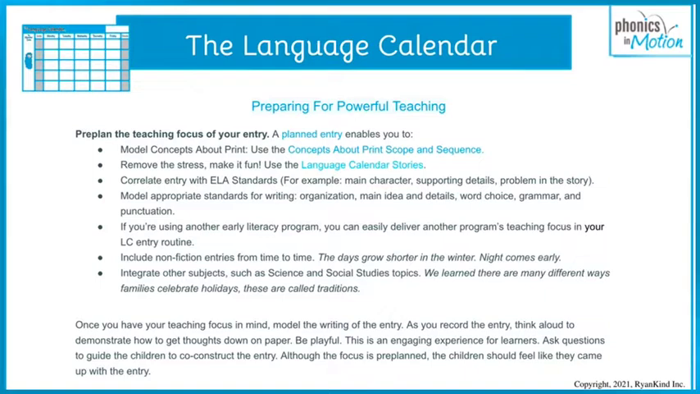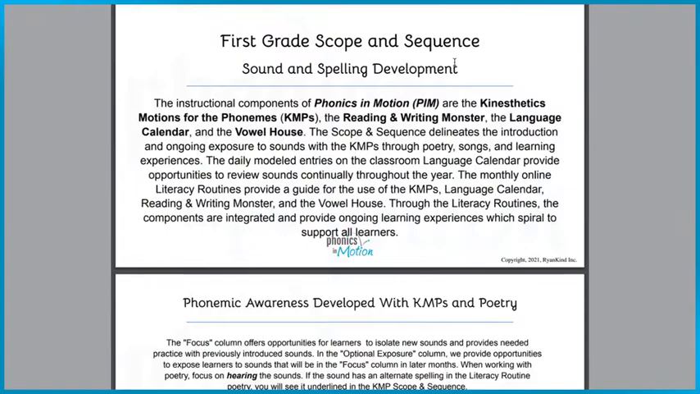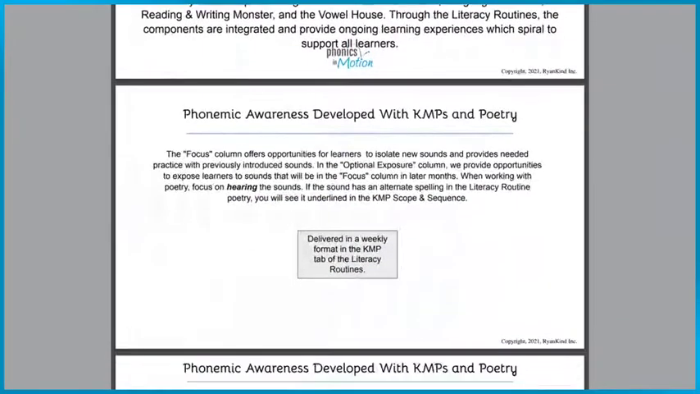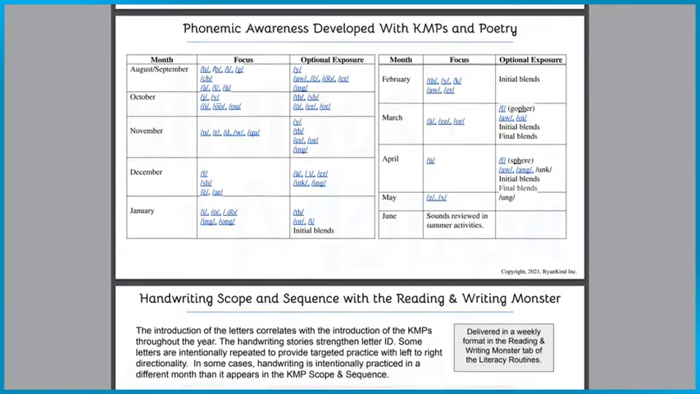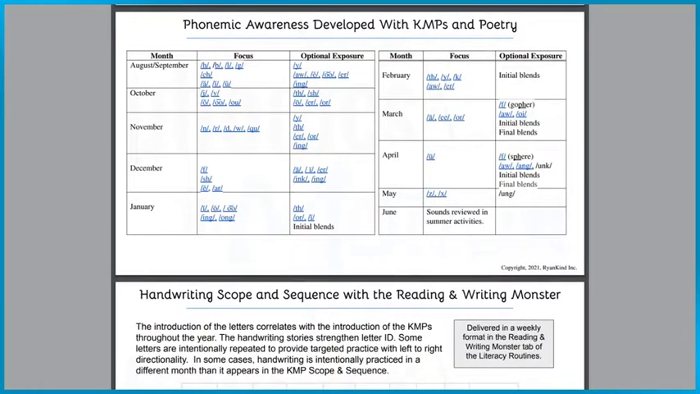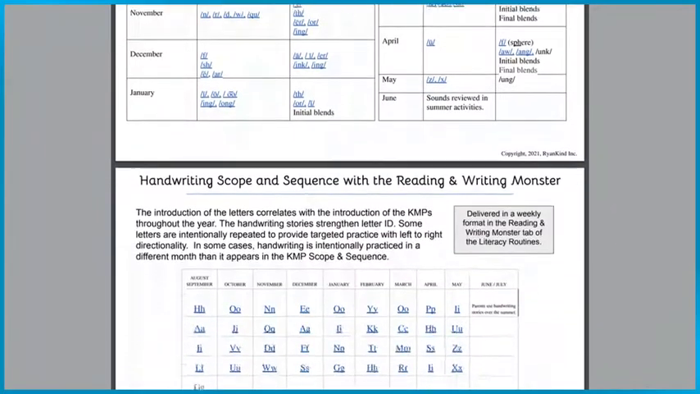Let's talk about order and scope and sequence. I'm going to pull them up. Let me do that now. All right, so this is the first grade scope and sequence. Of course, open your grade, but I'm just going to show first as an example. So the KMP and poetry scope and sequence is your phonemic awareness scope and sequence. If you've watched that training, you know that like all other Phonics in Motion components, there's opportunity to develop all pillars of early literacy in that routine, but it's really our core phonemic awareness scope and sequence.